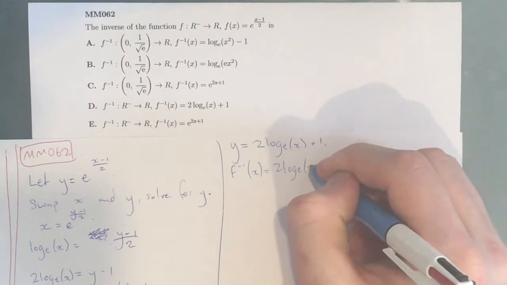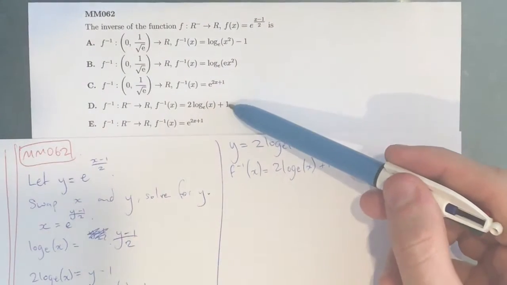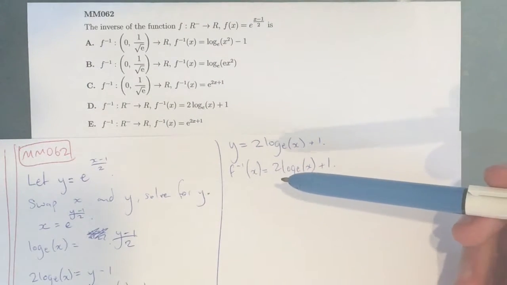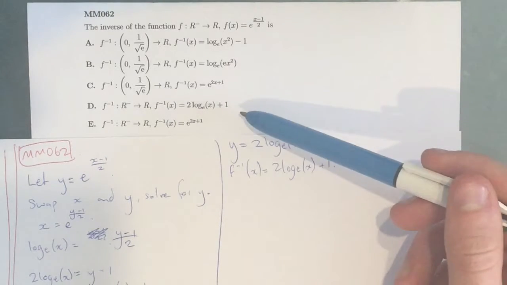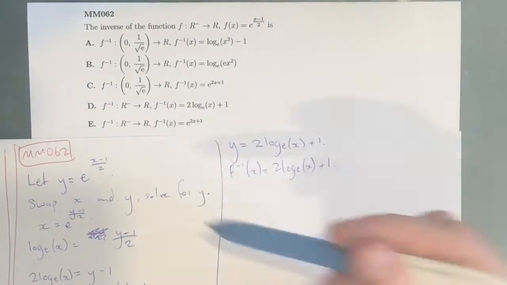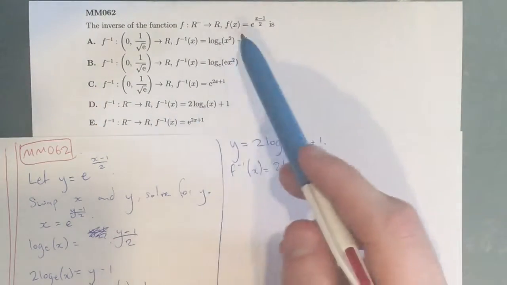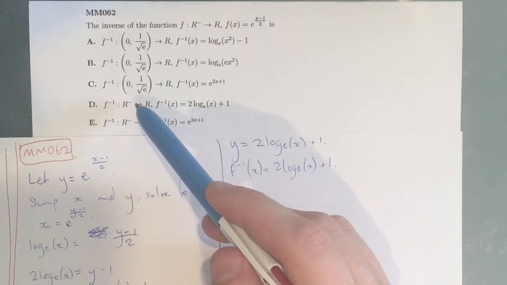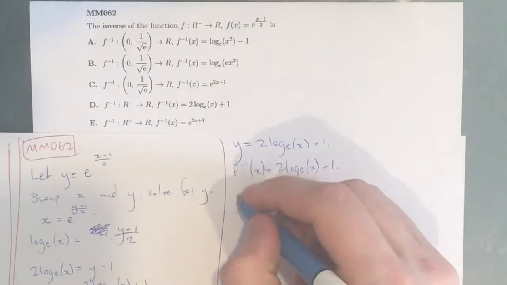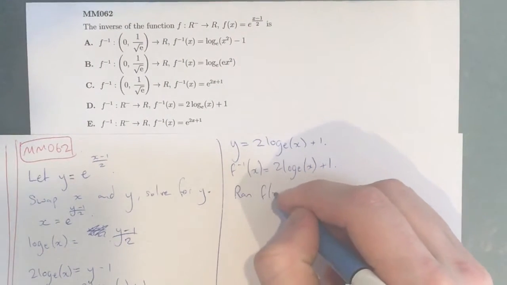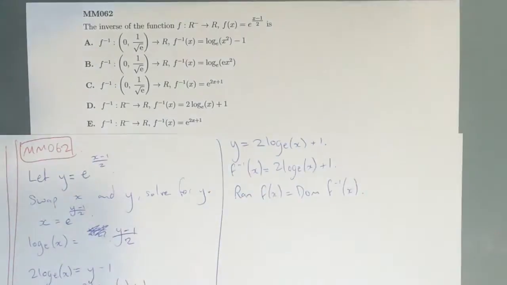Now, you may have fallen into the trap of choosing answer D. The reason why you would have chosen it is that the equation matches. But the reason why it's a trap is because this domain is incorrect. Again, as I've mentioned before, the domain of an inverse function is equal to the range of the original function. So I'll write that down: range of f of x equals the domain of the inverse of f of x.